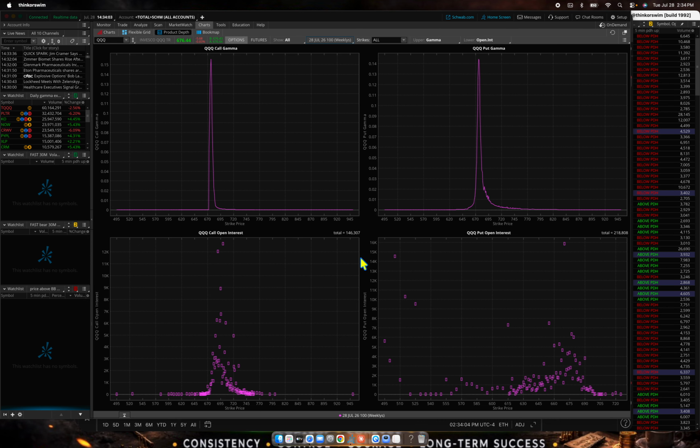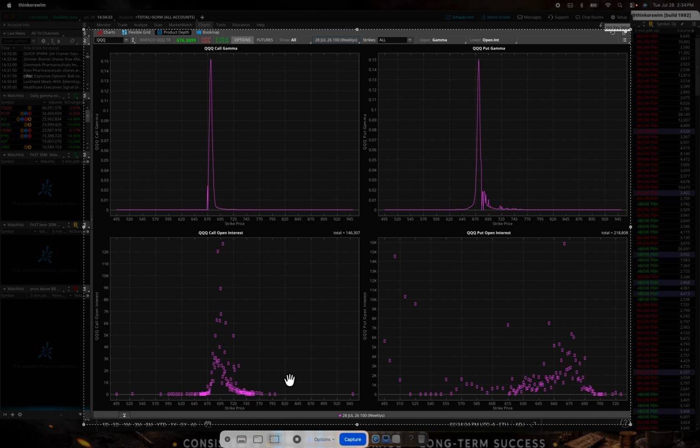Once I do that, because I use a MacBook Pro, there is a feature where you can screenshot everything. If you don't have that, you may have to use your phone camera to take pictures of the gamma for calls, the open interest for calls, as well as for puts, and gamma and open interest as well. Typically I press Shift Command 5. If you have an Apple computer, you can do it that way.